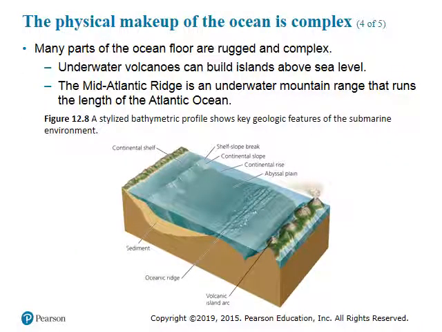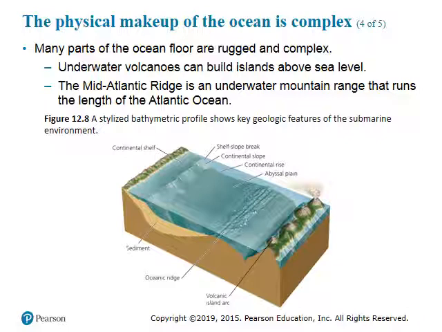So many parts of the ocean floor are very rugged and complex, right? Underwater volcanoes build islands that come up above sea level. That's why if you look out, particularly in the Pacific, you'll see these chains of islands. These island chains are created by eruptions of volcanoes. Hawaii is a very good example of this.